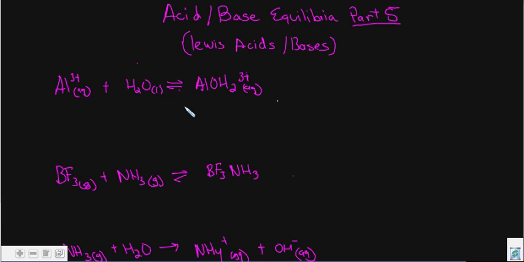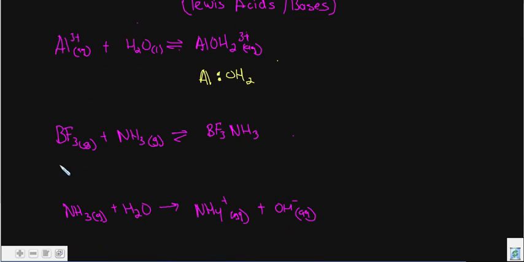And so let's look at this right here. So here's the aluminum, and what the aluminum does is it takes a pair of electrons from the oxygen right here, and so there you go. And let's look at some more examples as we go through.